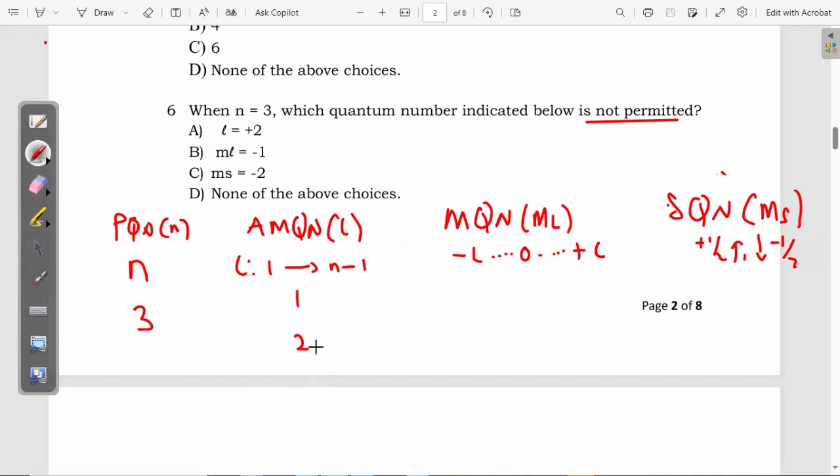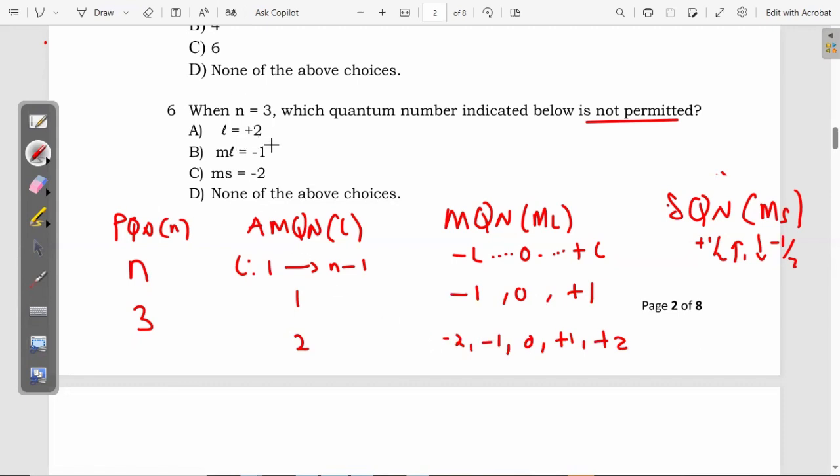I can have 1 and 2 as my angular momentum quantum number. So for this one here, I'll have minus 1 because this is my L now. And then I'll have 0 somewhere, and then positive 1. And then for this one, I'll have minus 2, minus 1, 0, plus 1, and then plus 2. And then here, for the electrons that are here, I'll have plus half, minus half. Even this one here, plus half, minus half. It just depends on the direction where the electron is facing.